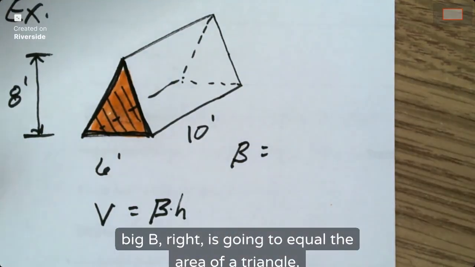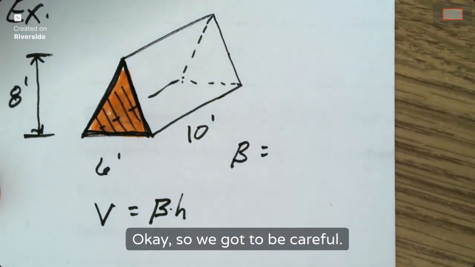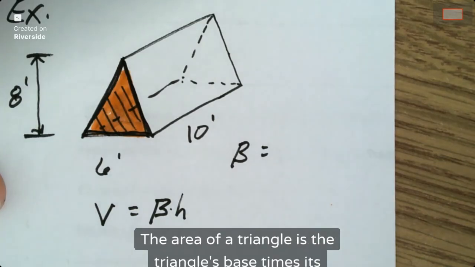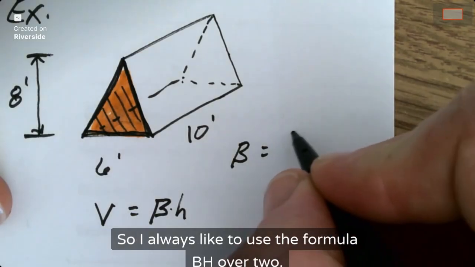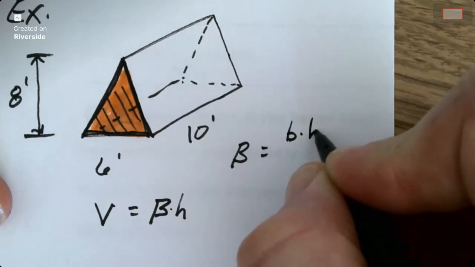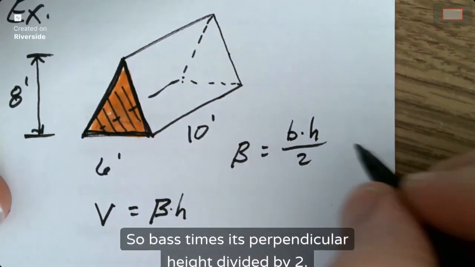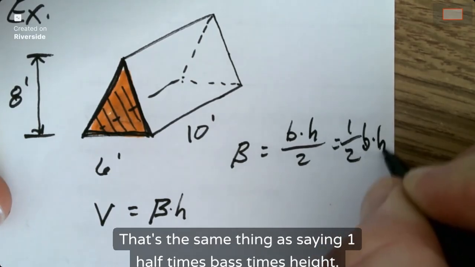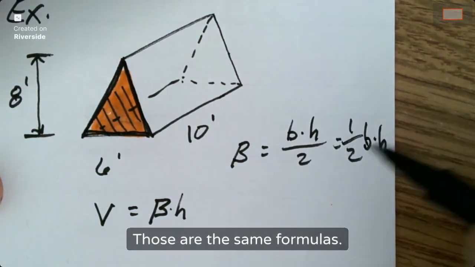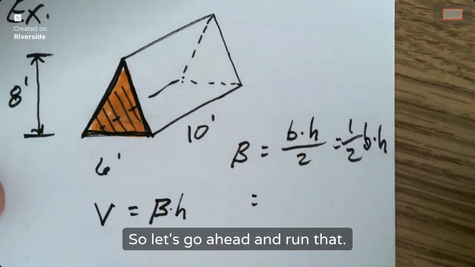right, is going to equal the area of a triangle. Okay, so we got to be careful. The area of a triangle is the triangle's base times its perpendicular height divided by 2. So I always like to use the formula BH over 2. Okay, so base times its perpendicular height divided by 2. That's the same thing as saying 1/2 times base times height. Those are the same formulas. I like to use this one, okay? So let's go ahead and run that.